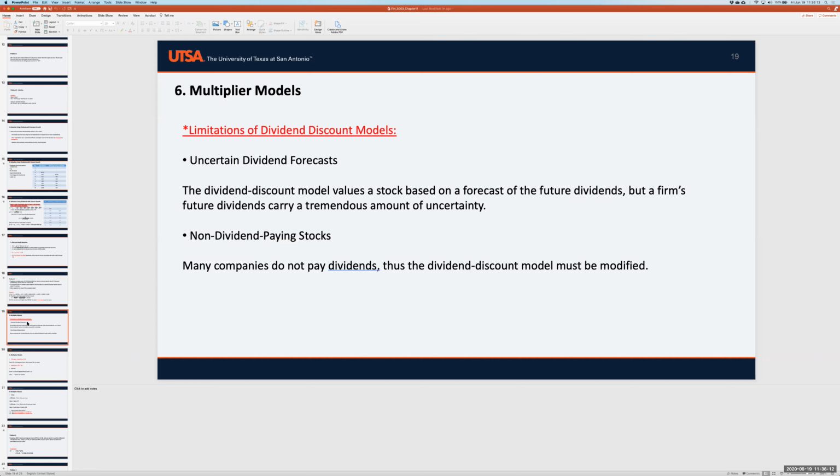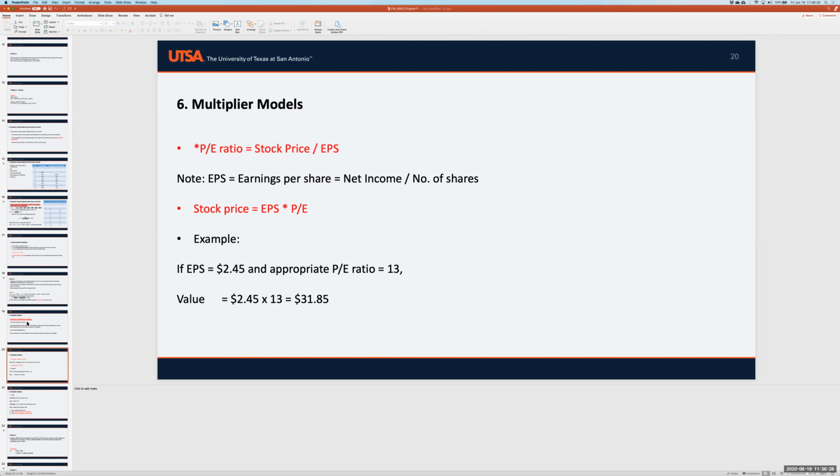The dividend discount model values a stock based on the forecast of the future dividends, but a firm's future dividends carry a tremendous amount of uncertainty. Non-dividend paying stocks, as I said before, some companies don't pay any dividends. So how can we value the company? We can use a multiplier model. You can use a PE ratio, which is stock price over earnings per share. What is earnings per share? Earnings, the net income divided by the number of shares.